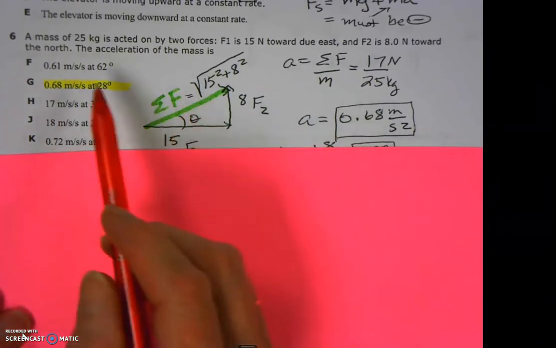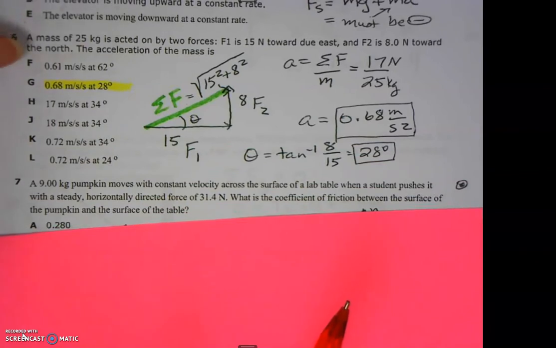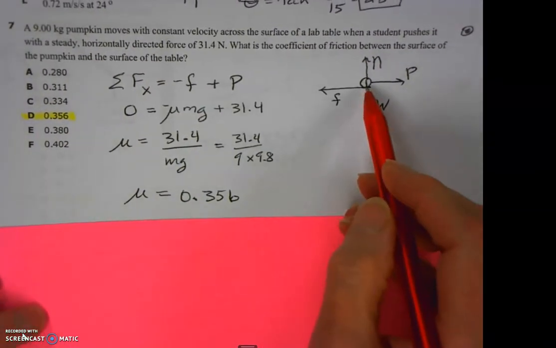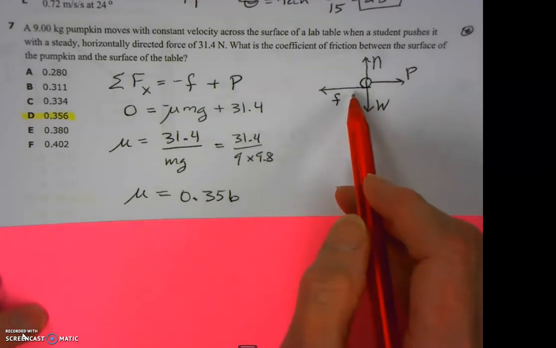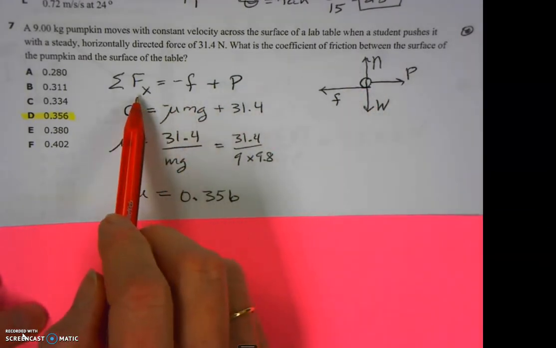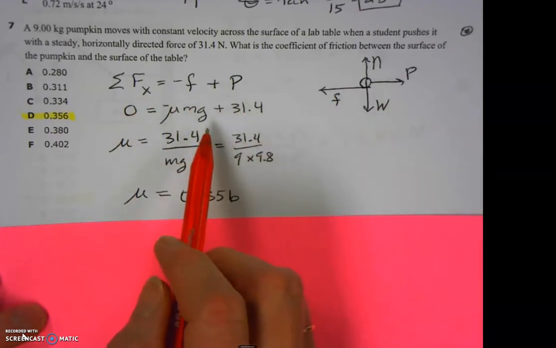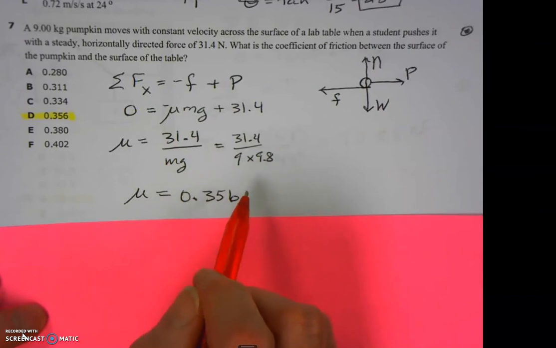The number that I'm given is the only one that it could possibly be. In the next problem, a pumpkin is being pushed. So here's the pumpkin, here's the push, friction in the opposite direction. Net force in the x direction is of interest. So I list the forces in my diagram. You don't, of course, have to show this work, but it's the way to get the right answer.